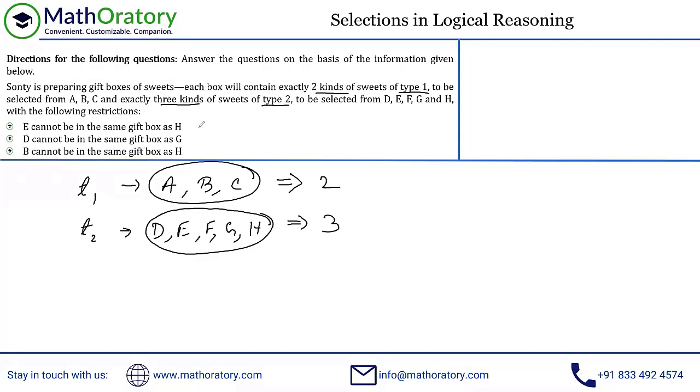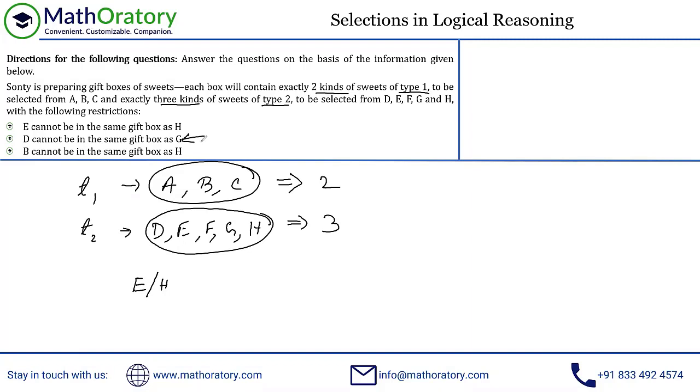Now coming to the restrictions or the conditions here. Each of the conditions is either-or type, right? So E cannot be in the same gift box as H. What does that imply? Either E or H could be selected, not must. It's not that they have to be selected, but as it is given, E cannot be in the same gift box as H. So E or H, one of them may appear. It might also happen that neither of E or H is actually selected. We'll come to that after a while.